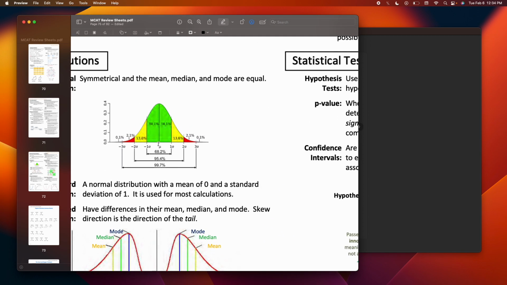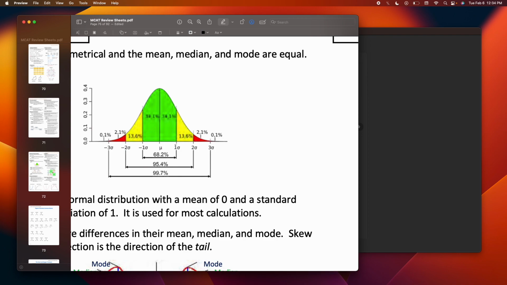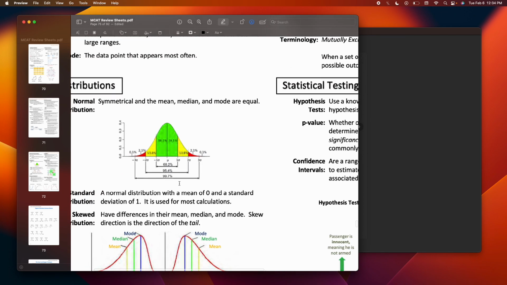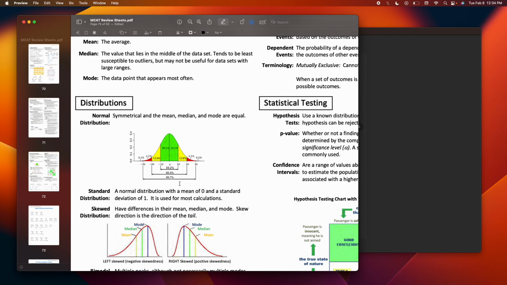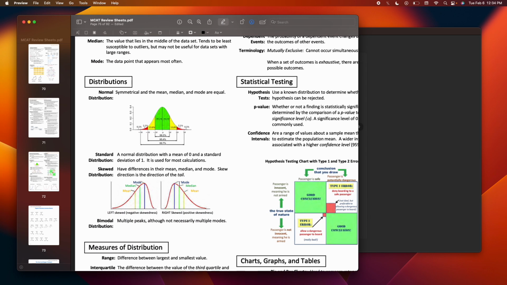So here, I don't know if you can see the 1 sigma and the negative 1 sigma. These are the standard deviations. One standard deviation gives you 68.2%. After 2 standard deviations, you should get 95%. And after 3 standard deviations, you get 99+% representation of the data set, right? So in a standard distribution again, it is a normal distribution, and the mean is 0 and it has a standard deviation of 1.